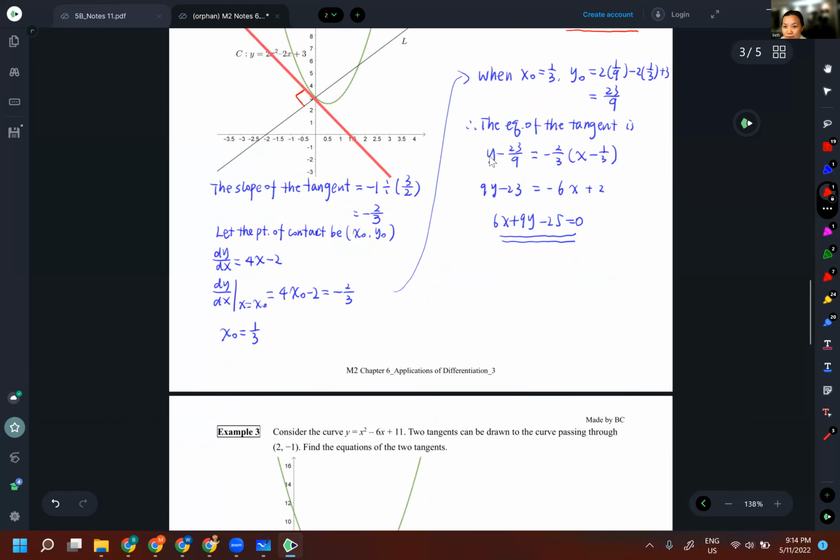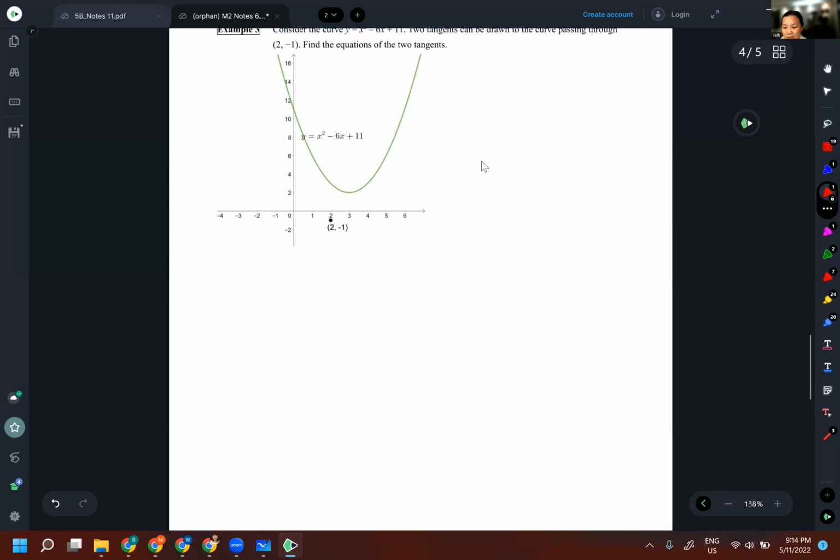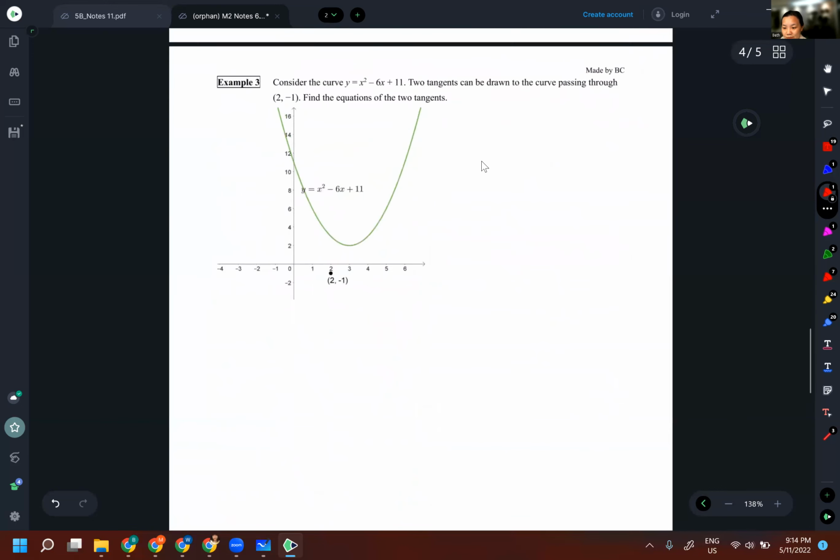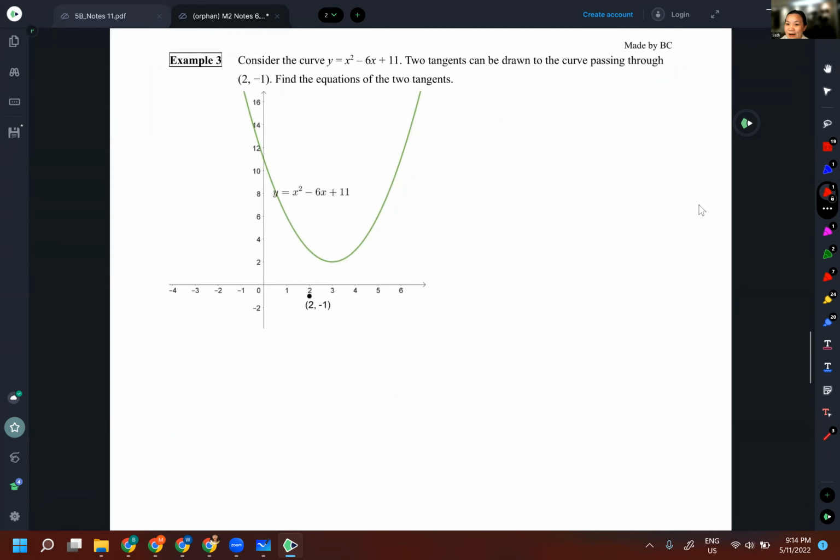Last example today. I think the difficulty also rose very rapidly. Let's read it. Consider the curve, it's a quadratic. Two tangents can be drawn to the curve passing through (2, -1).